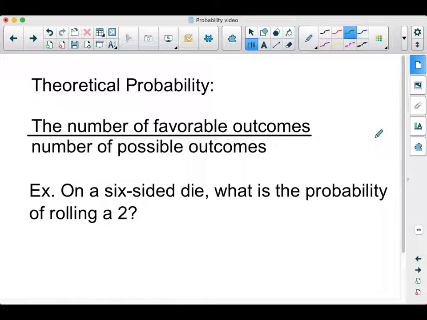So to calculate it, we take the number of favorable outcomes and we put it over top or divide by the number of total possible outcomes. Okay, this is theoretically. This isn't actually performing an experiment. This is what should happen.